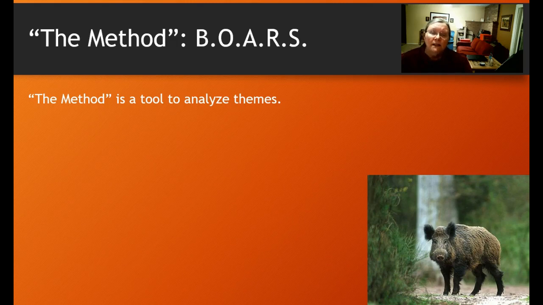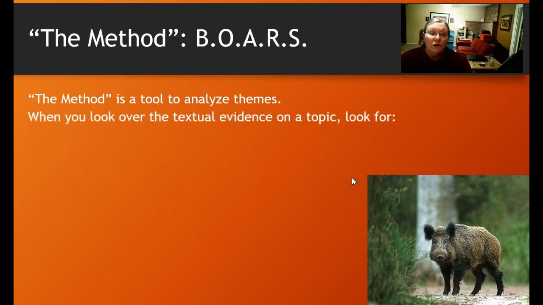A method to analyze something is called the method, and I give it a mnemonic of BOARS, B-O-A-R-S. And I gave you that cute little picture of a boar there. When you look over the textual evidence for the topic, once you've picked a topic that you want to focus on, these are the types of things that you're going to look at for textual evidence.